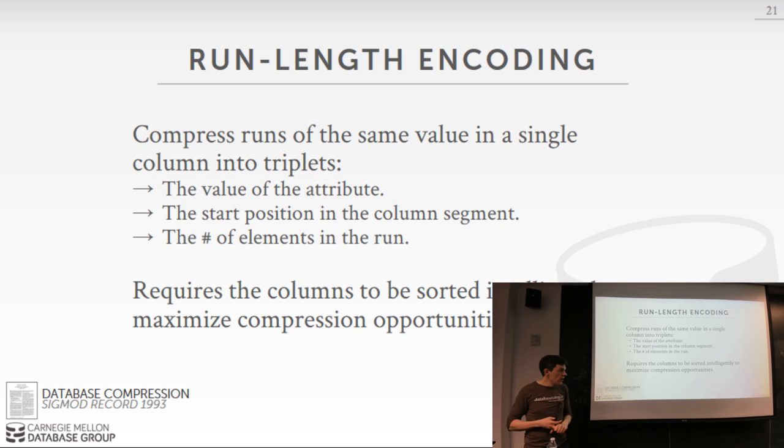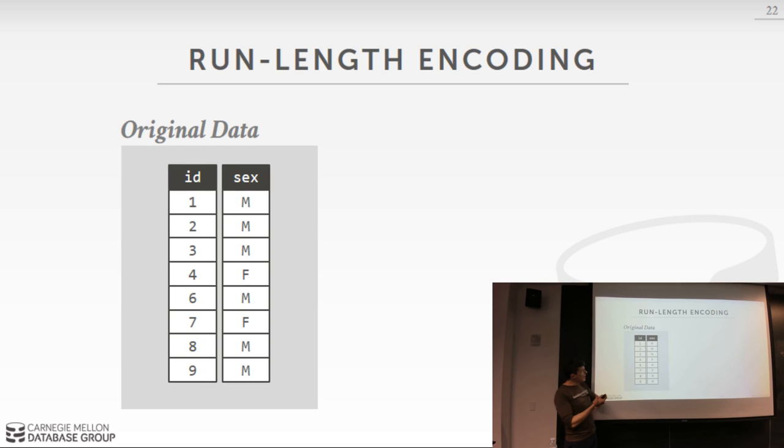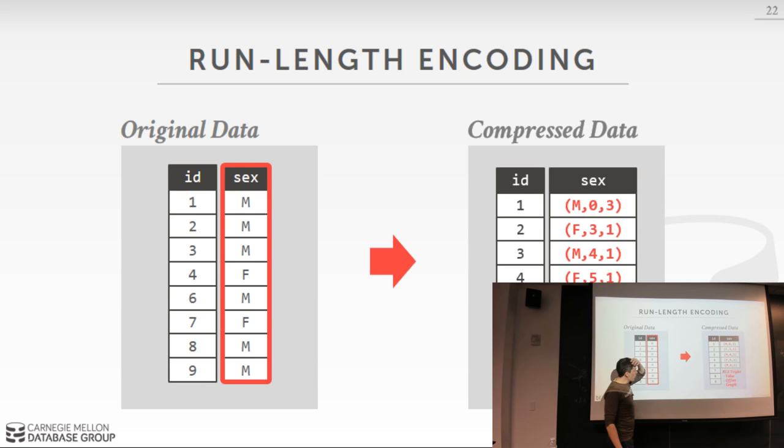So this is an example here. We have a single table, it has two columns, ID and sex. And for simplicity, say sex has either male or female, but the same idea applies for other things. All right, so if I want to compress the sex column, say I can store this as 8-bit integers, like 0 or 1. So instead of repeating male, male, male, female over and over again, I have this triplet that says I have a value male at offset 0, the starting point, and it gets repeated 3 times. Then in the next triplet, I have female at offset 3, repeated 1 time, and so forth.